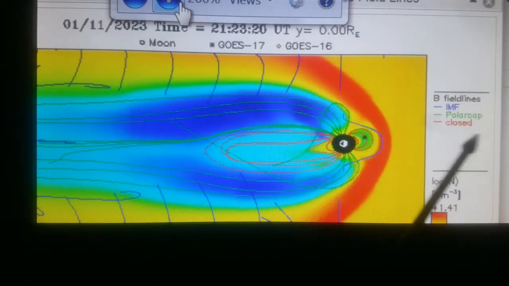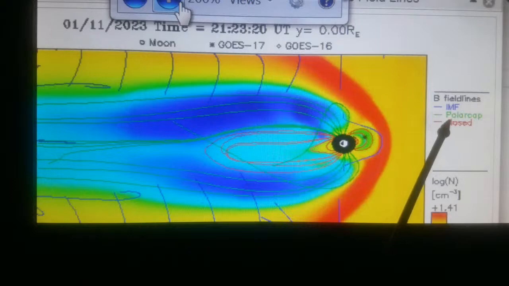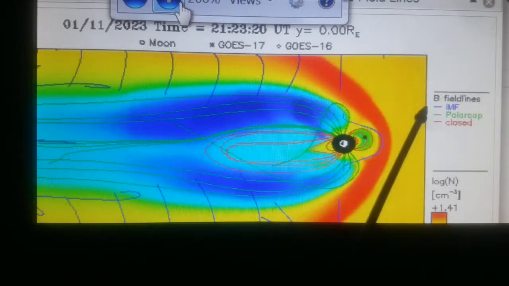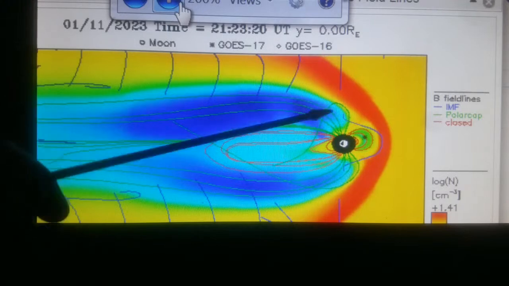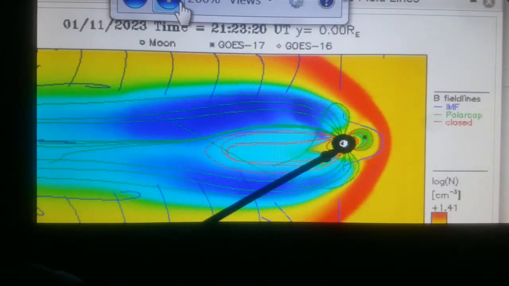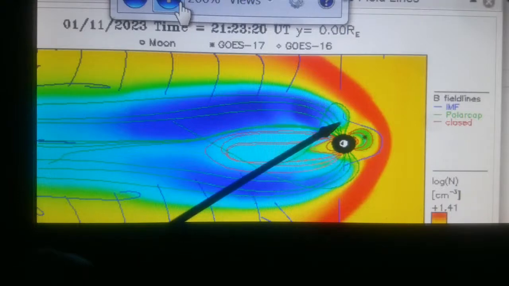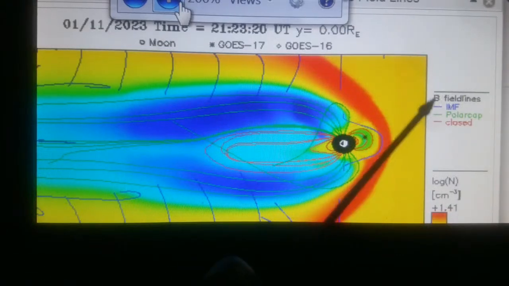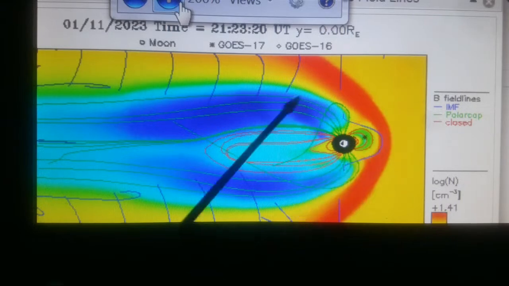The red lines are closed field lines. They come out and go around, they loop, and they come back in, closed circuit like a circuit. The green ones are the polar caps. They come out of the polar caps and extend back and stream all the way back. The blue ones are IMF lines. The Earth's magnetic field is connected to other objects in the solar system, in the universe, and in the galaxy. These IMF lines are connections to other objects other than our sun. So that explains those three different colors.